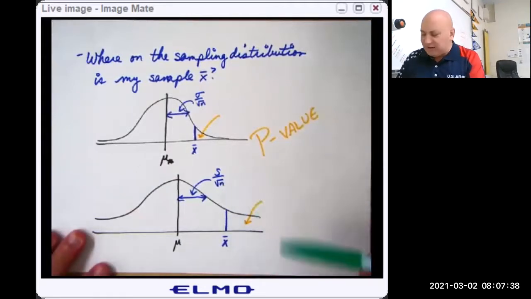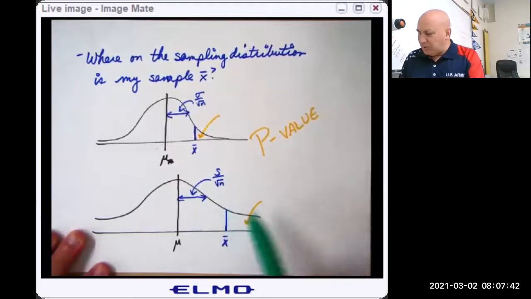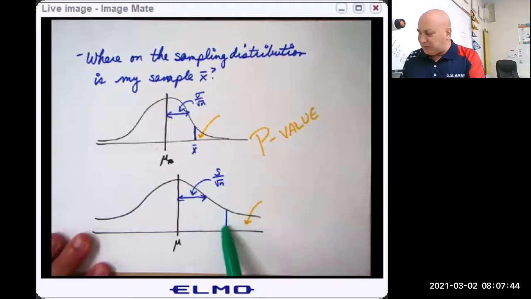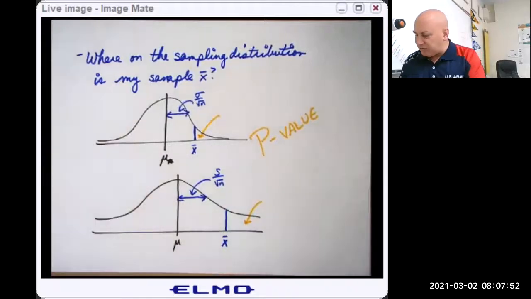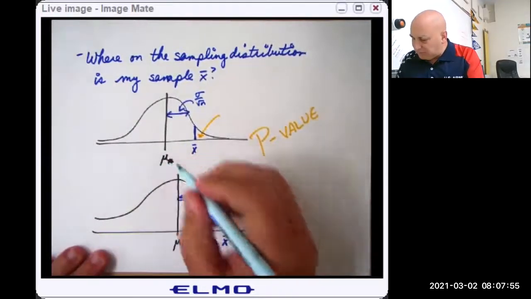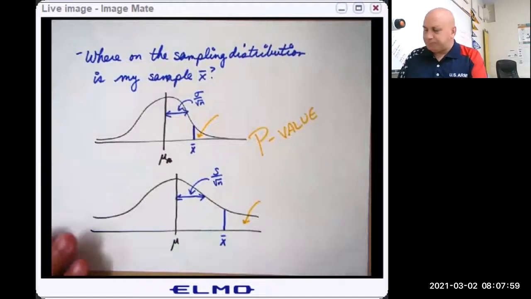So since we're talking t's, let's use this one. Here it is. Now, what's the probability of getting this result or something more extreme, assuming the curve is centered here at mu 0? I should change that to mu 0. Nah, I'm not going to change it.